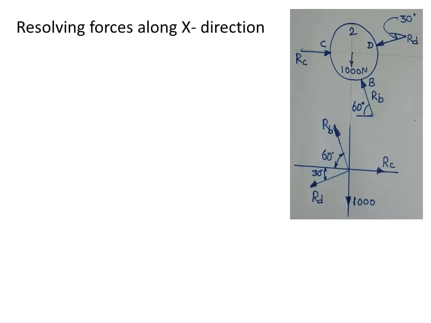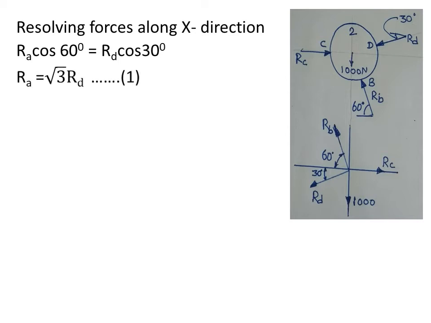Resolving forces along x direction. RA cos 60 degrees equal to RD cos 30 degrees. RA equal to root 3 RD. Let us say this is equation 1.